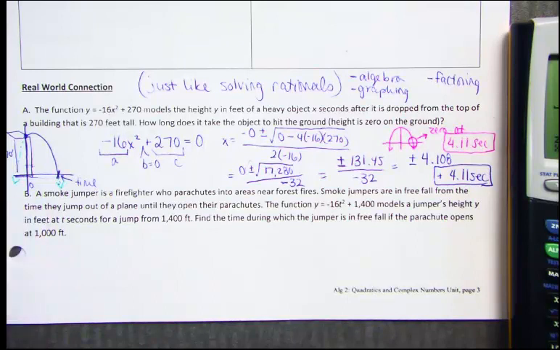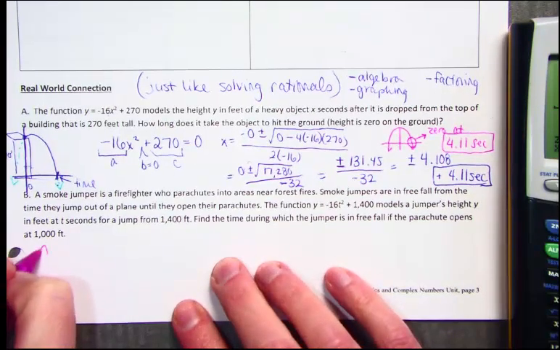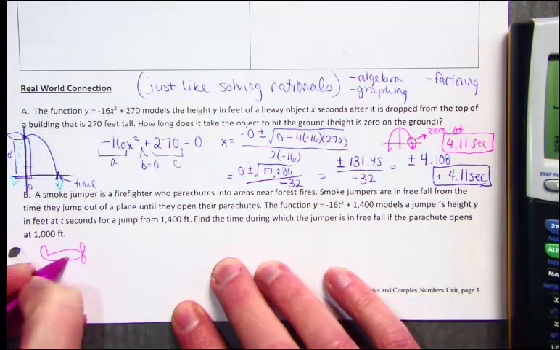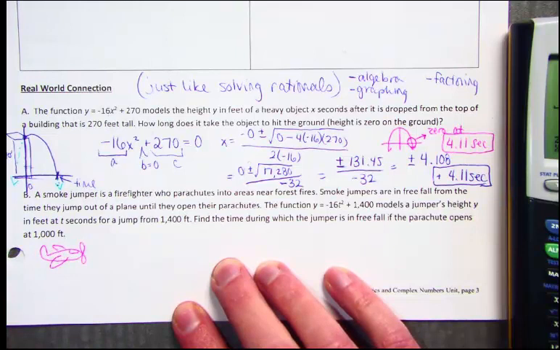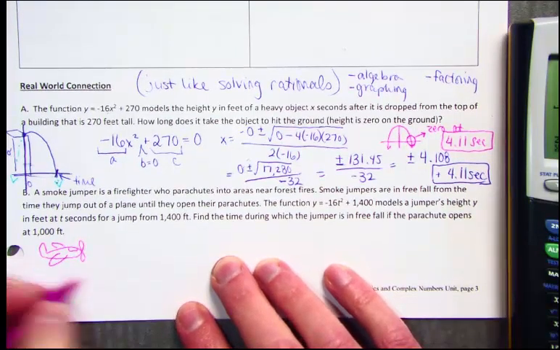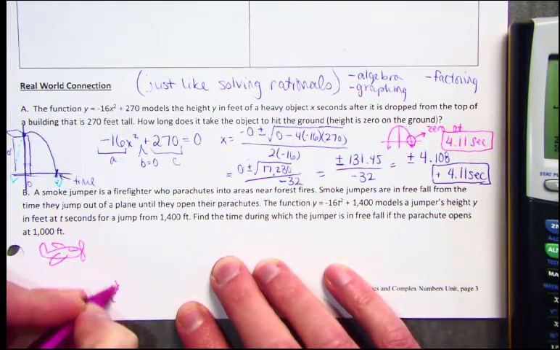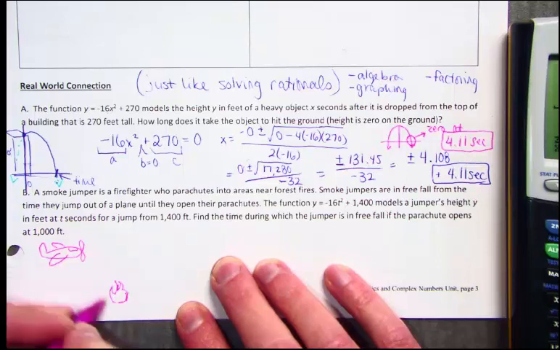Moving on, let's check our example B. A smoke jumper is a firefighter who parachutes into areas near forest fires. I had a friend of mine who wanted to be a smoke jumper for a very long time. And they do jump out of airplanes into a raging fire down below to put out those fires in remote locations.